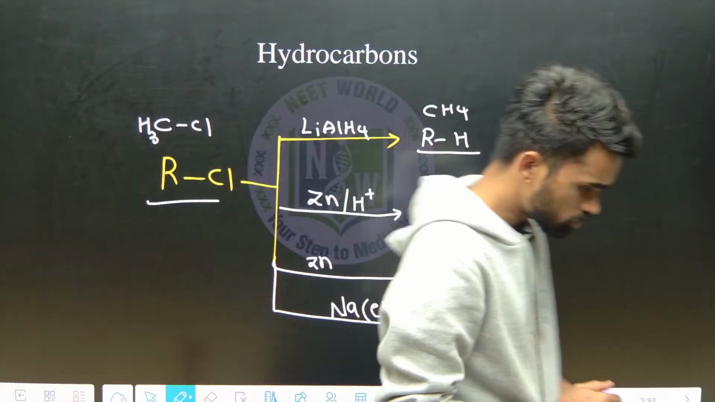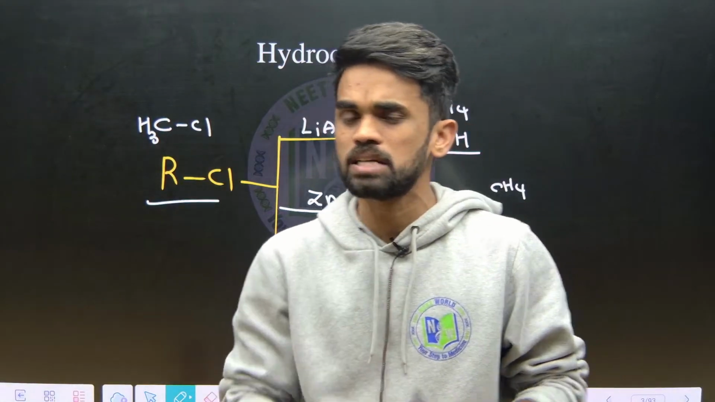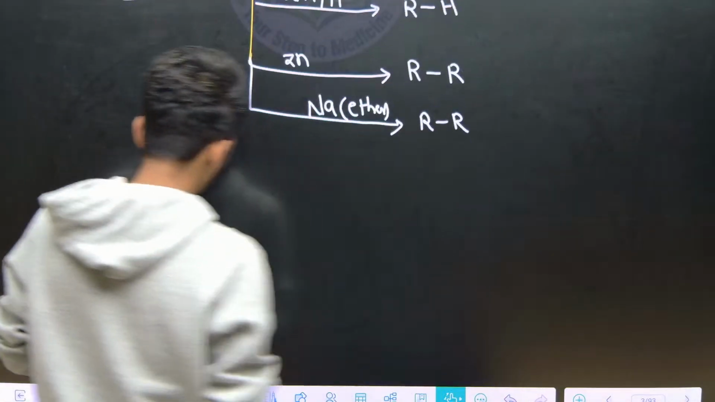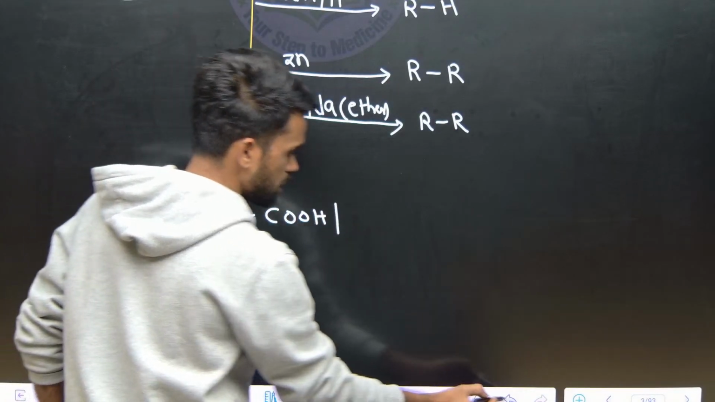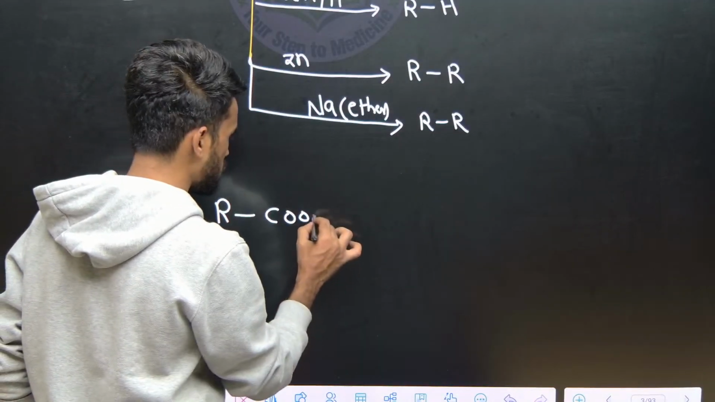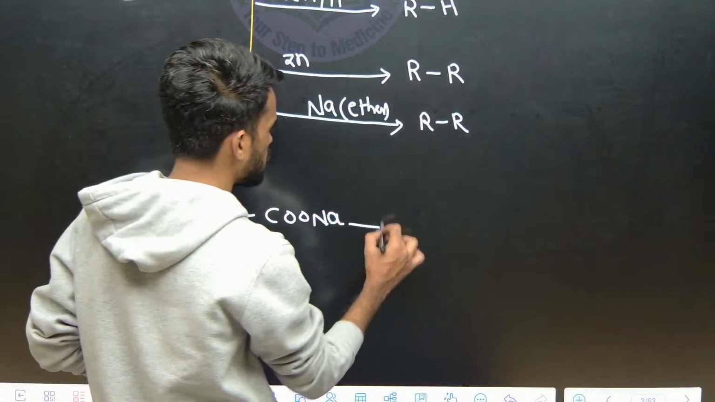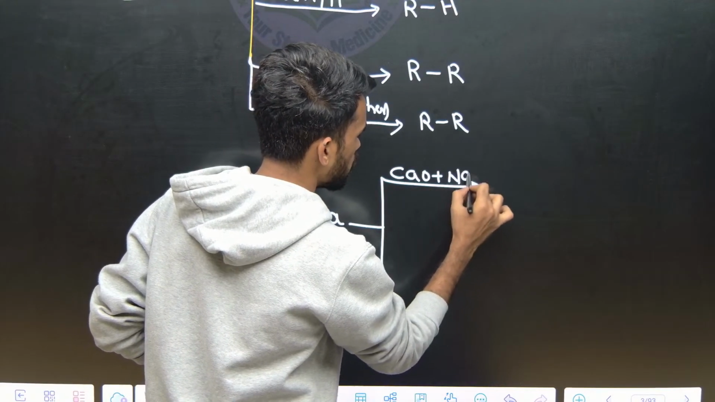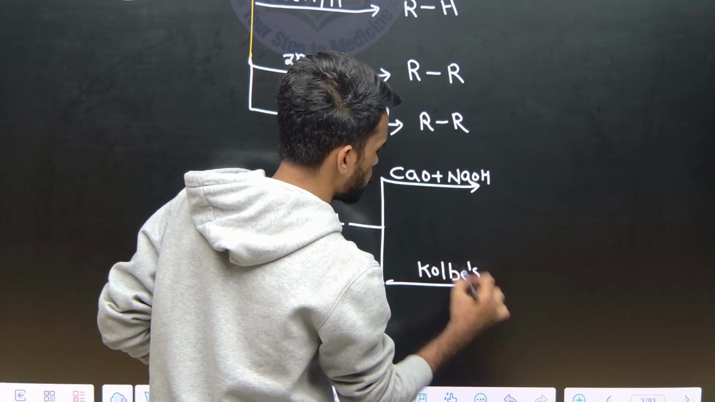These are the preparation methods we have for making alkanes from alkyl halides. After this we discussed Kolbe electrolysis, the preparation of alkanes from carboxylic acid. For example, here I have a carboxylic acid like RCOOH. This carboxylic acid upon treating with a base, like NaOH, forms a carboxylate salt, sodium carboxylate. Upon treating this with CaO plus NaOH you get one type of product, or if I do Kolbe electrolysis, it gives one more type of product.